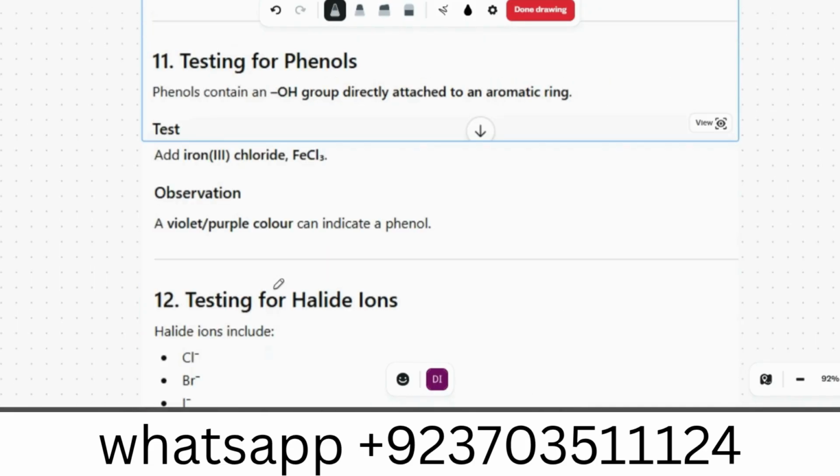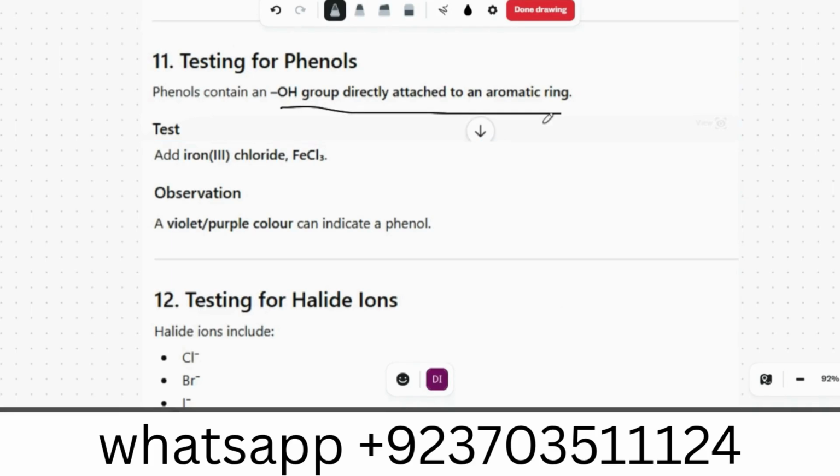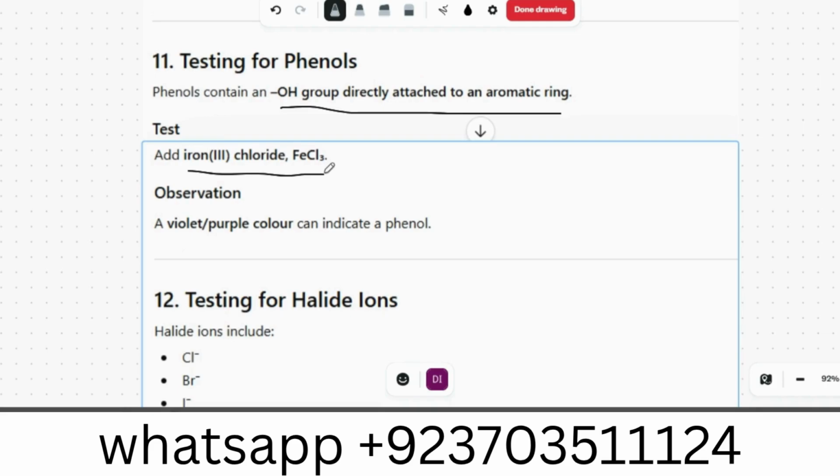Testing of phenols. Phenols contain an OH group directly attached to an aromatic ring. The test is iron(III) chloride, FeCl3. The observation is a violet purple color, which indicates a phenol.